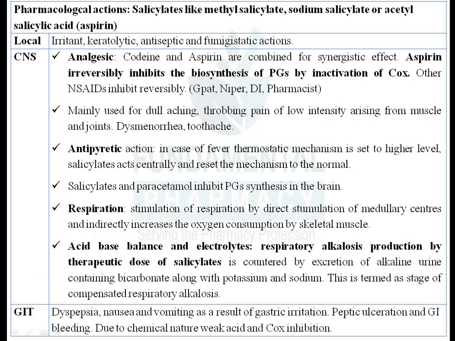Again, this will inhibit the local synthesis of prostaglandin. Prostaglandin has a protective role also. So the local prostaglandin inhibition will also contribute to the ulceration produced by aspirin. So this is how aspirin acts.